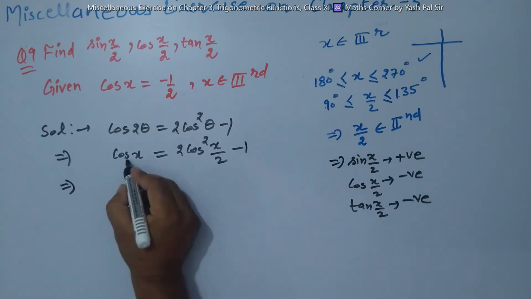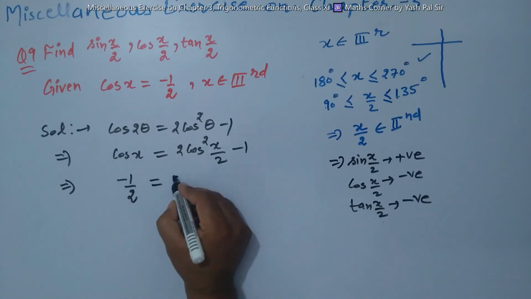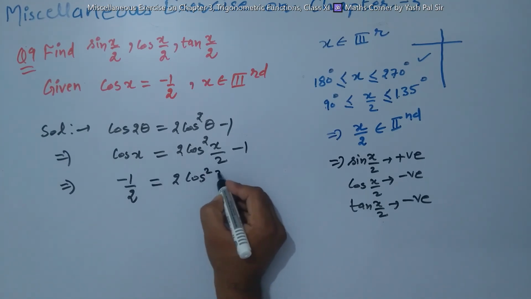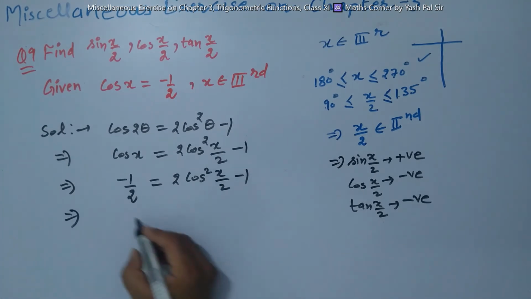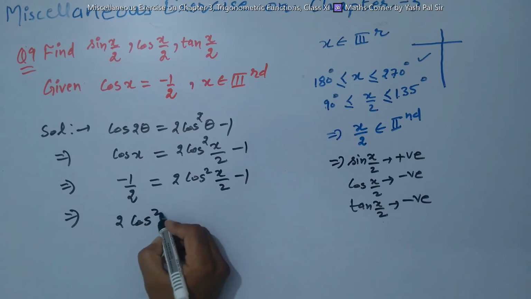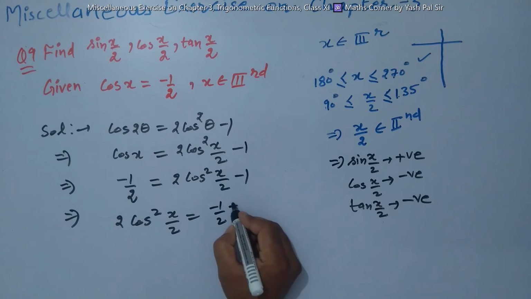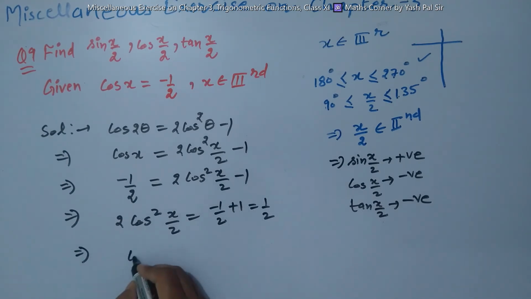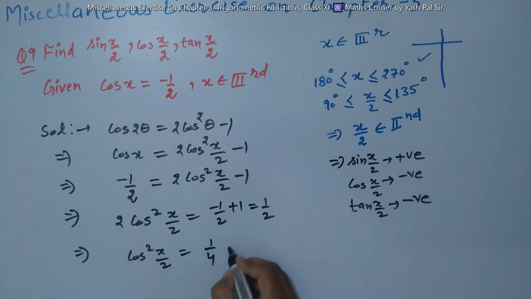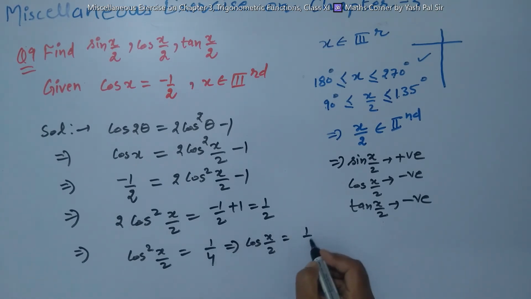So what is the meaning? Cos of x is given as minus 1 upon 2, which is equal to 2 cos square of x upon 2 minus 1. So this way we can find 2 cos square of x upon 2 is equal to minus 1 upon 2 plus 1, which is equal to 1 upon 2. That means cos square of x by 2 is equal to 1 by 4. That means cos of x by 2 is equal to 1 upon 2.